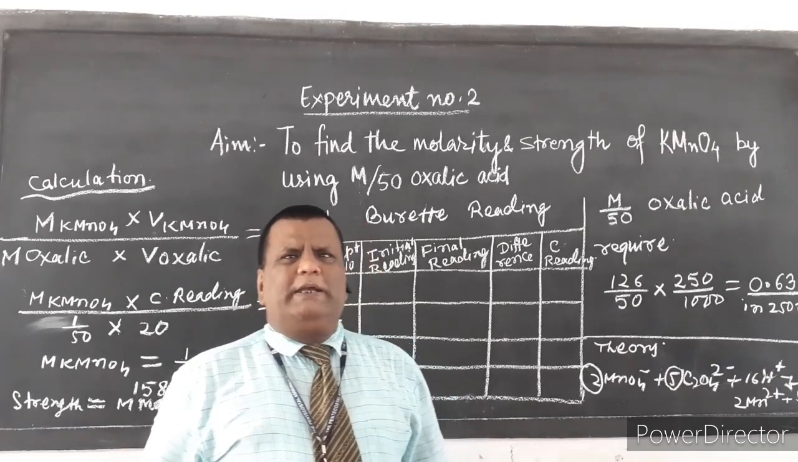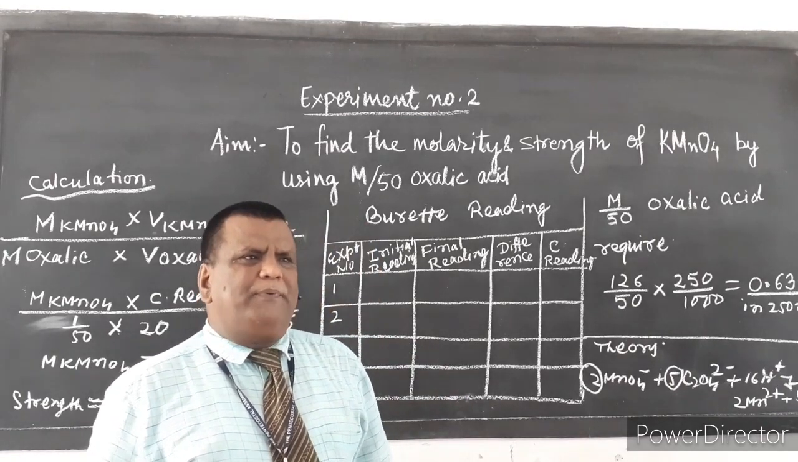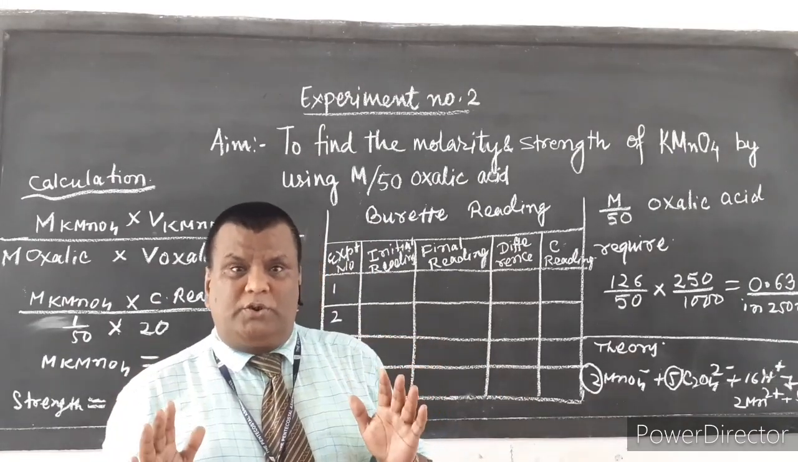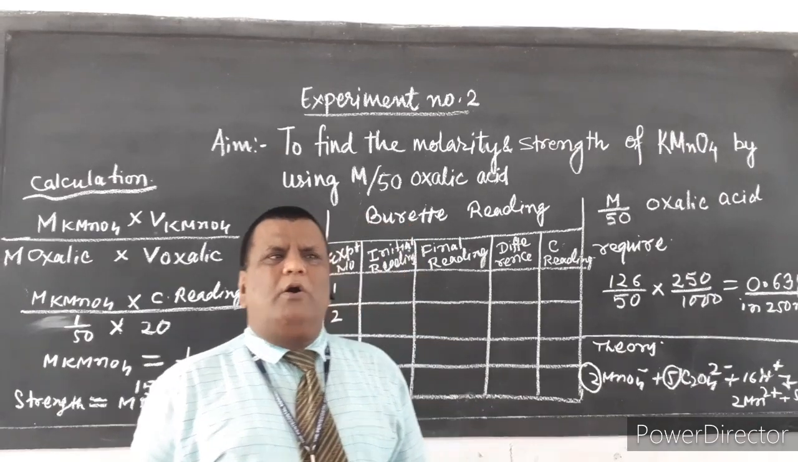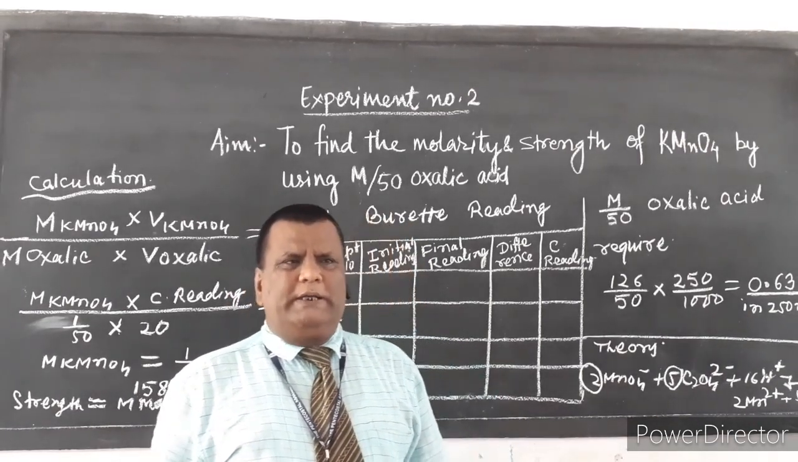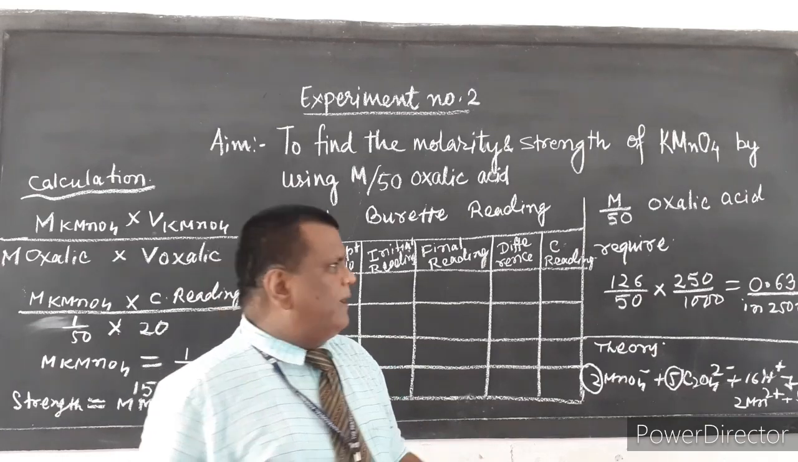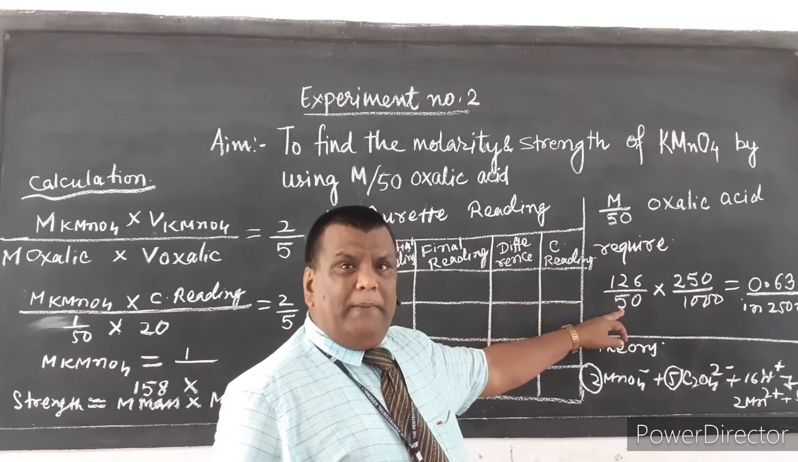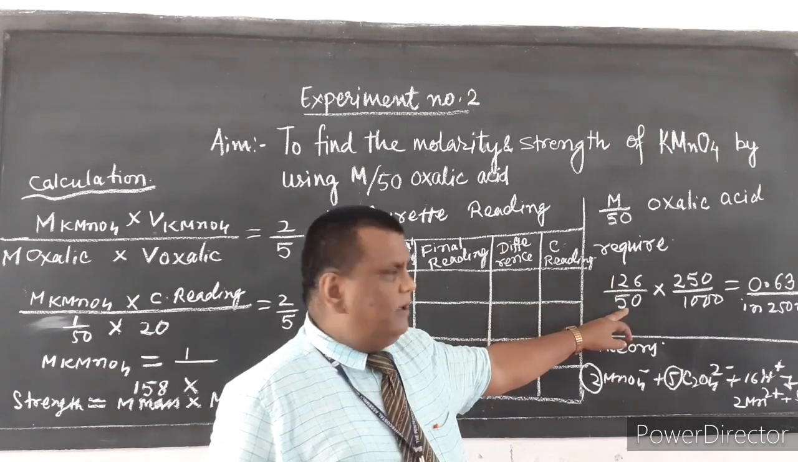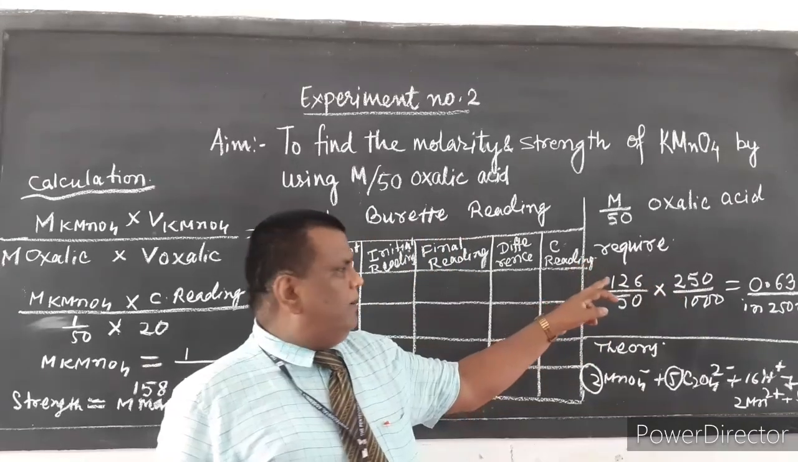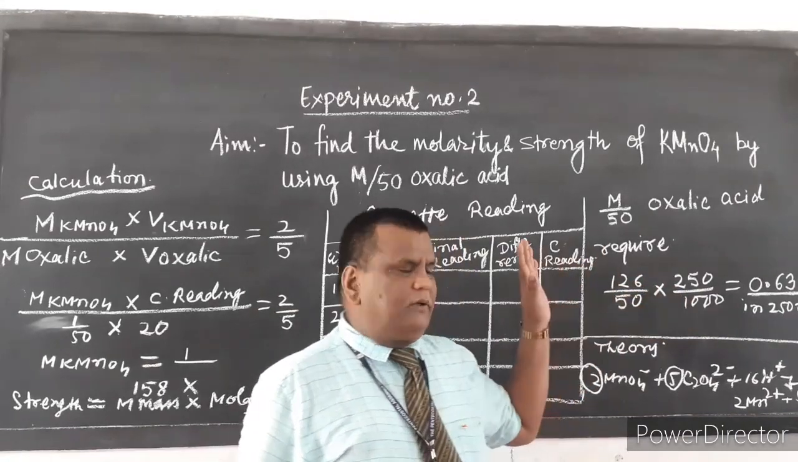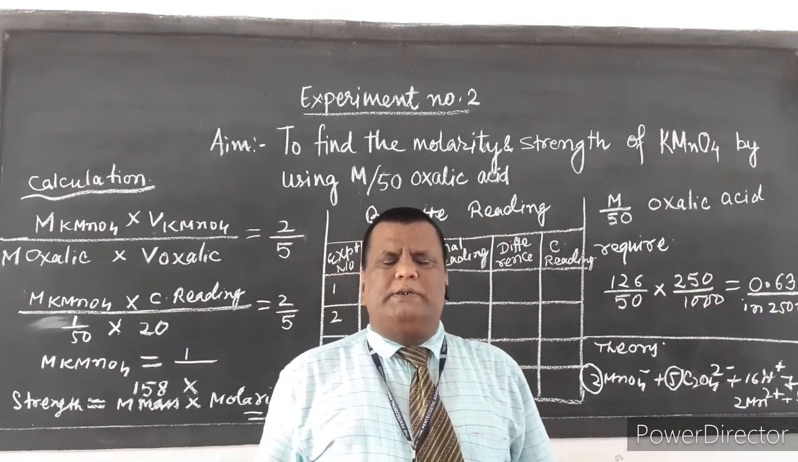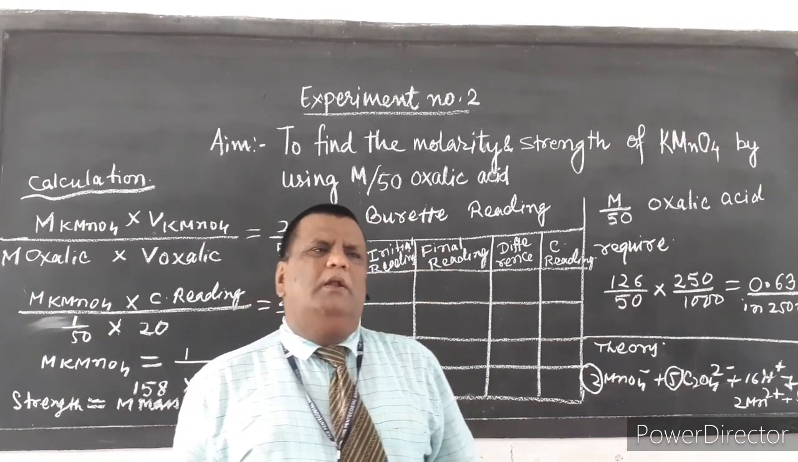Actually, for oxalic acid solution M/50, we must know how much is required in 250 ml. So for preparation of M/50 oxalic acid, the molar mass of oxalic acid is 126 gram per mole, divided by 50, and we have to prepare 250 ml, that's why 250 by 1000. So 0.63 gram of oxalic acid is required in 250 ml water.